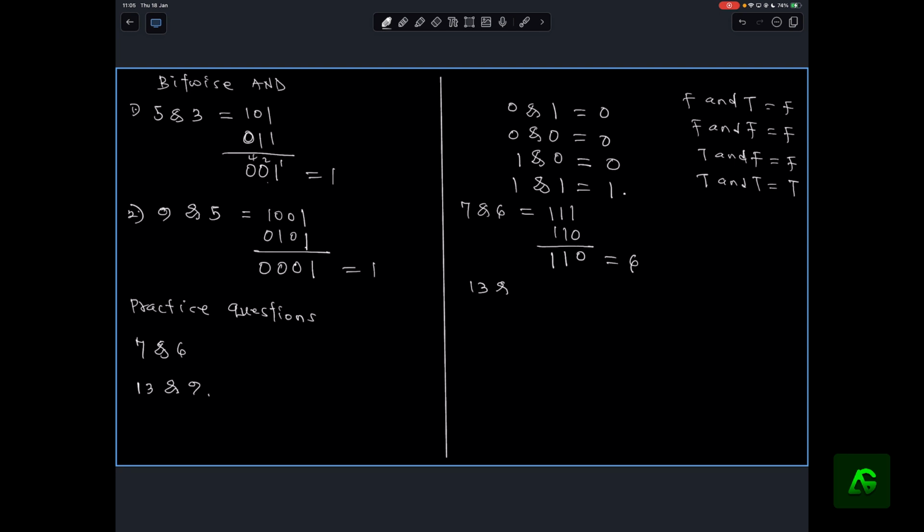The next one is 13 and 9. 13 to base 2 is 1101. You will convert this to base 10, because what is given to us is all in base 10.